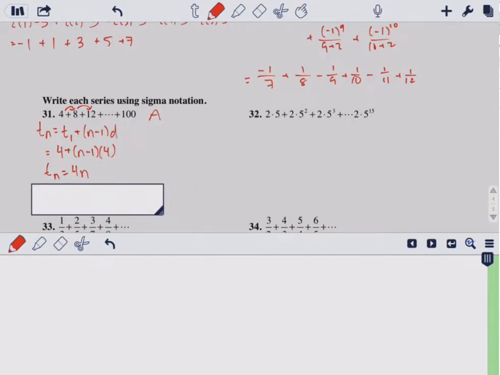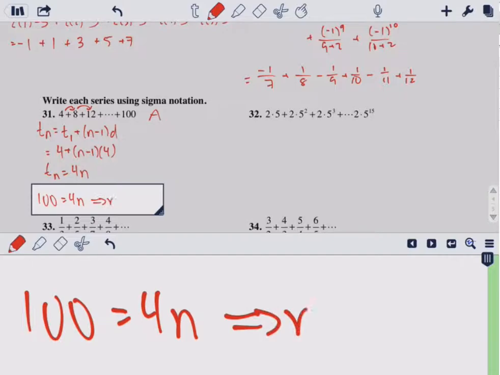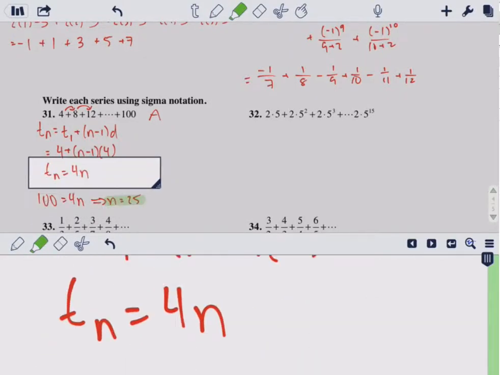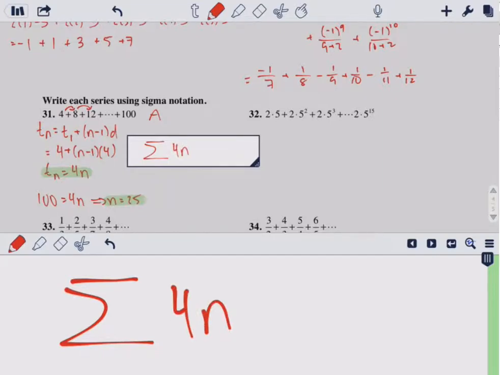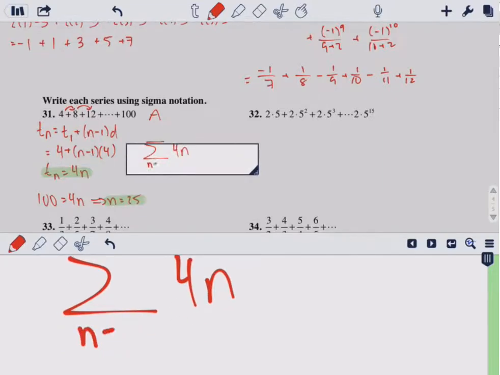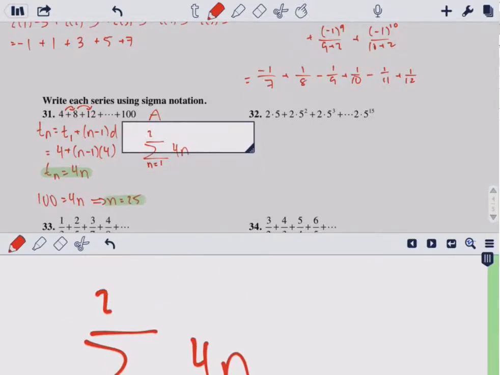Now I also know that 100 is equal to 4n, which tells me n is equal to 25. So I have my two pieces, n and t sub n, so I can figure out my summation. That's n is equal to 1 up to 25.